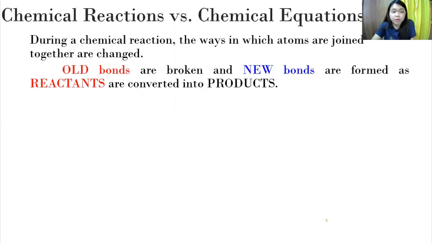So now let's start with our discussion for chemical reactions versus chemical equations. Here, we know that during a chemical reaction, the ways in which atoms are joined together are changed. It doesn't necessarily mean that the change is something like the chemical reaction changing the physical appearance or properties, but it just focuses on the rearrangement. By rearrangement, this focuses on the old bonds being broken and the new bonds being formed from the reactants that are converted into products.